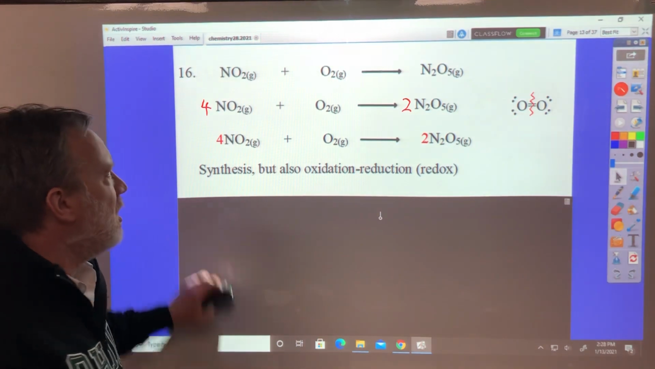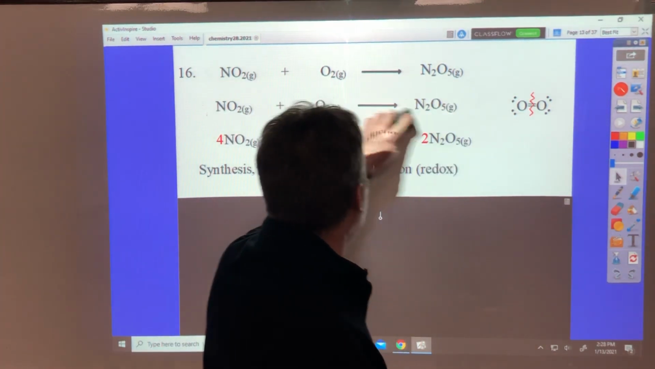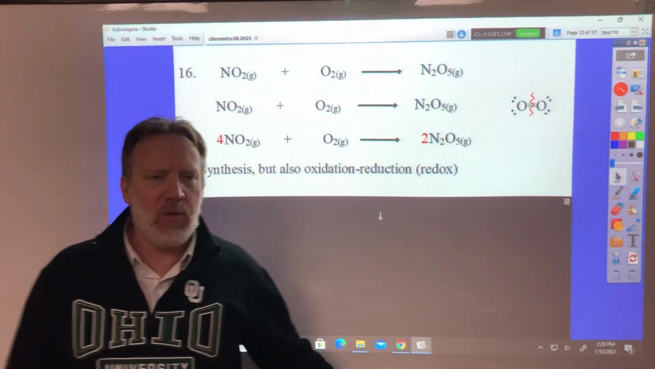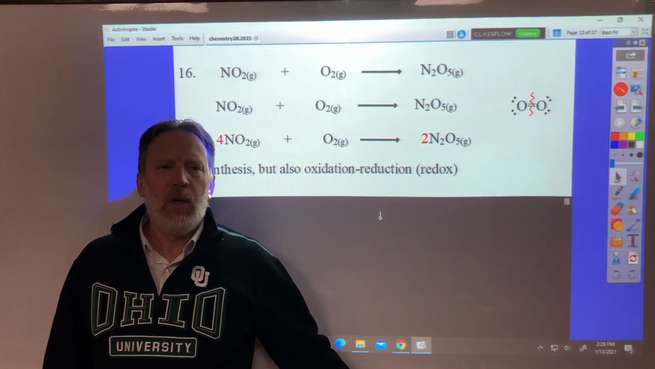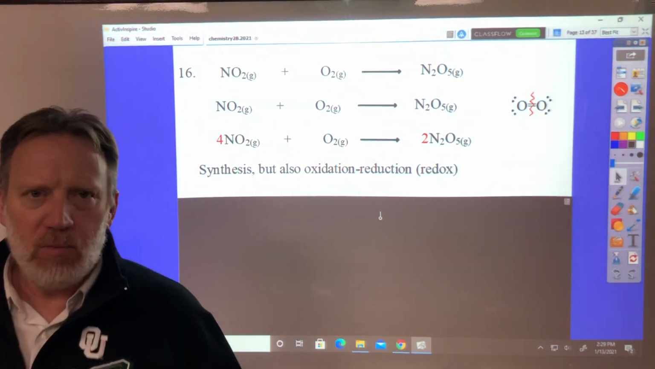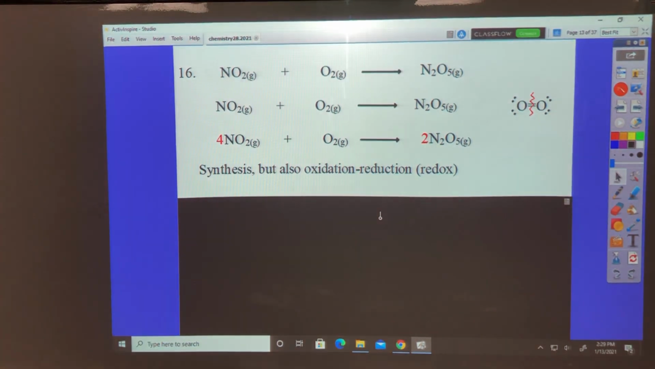This one does balance a little awkward. That is because it is redox. We won't get to it this year. The organic chemistry students are working with this now, but they're balancing redox reactions. So it's more involved than the balancing we've done to this point.